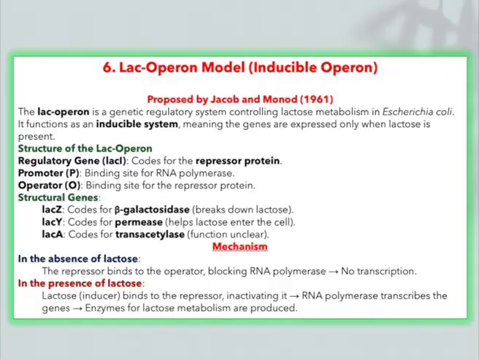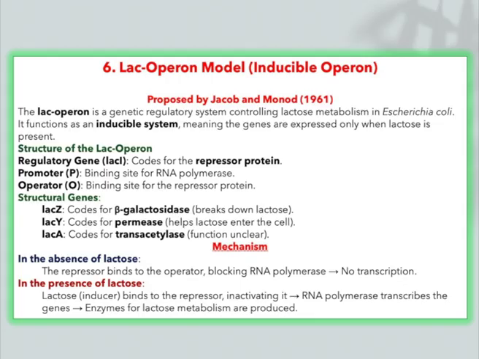heredity. Next, we are going to discuss gene expression and the control mechanism of these metabolic processes. Number 1, the lac operon model, that is an inducible operon. It was given by Jacob and Monod in 1961 in the Escherichia coli bacteria. This lac operon structure contains a regulatory gene, structural genes, promoter, and operator gene. Structural genes contain lacZ, lacY, lacA.